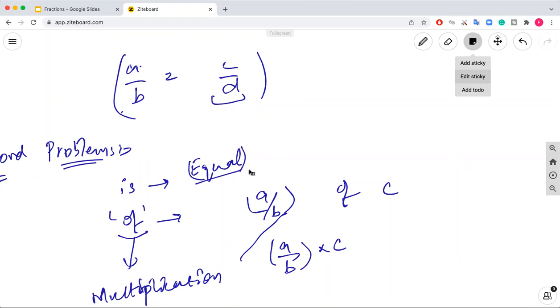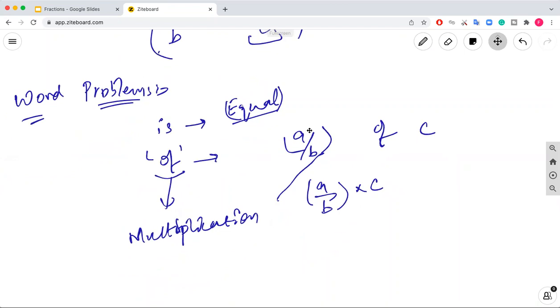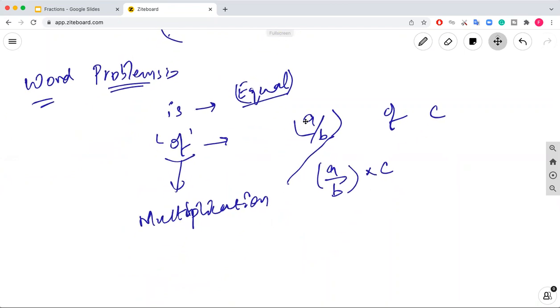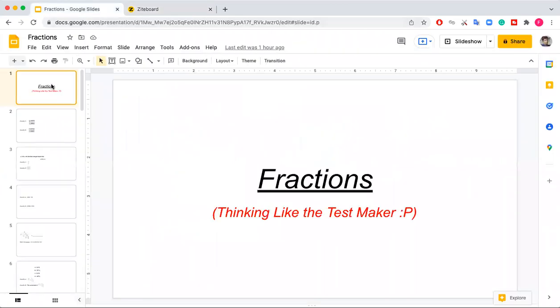Okay, so now we'll move to the question solving part. I've gathered a lot of questions and just want to show you how the question could be twisted for the fraction part, right? It is visible to all.